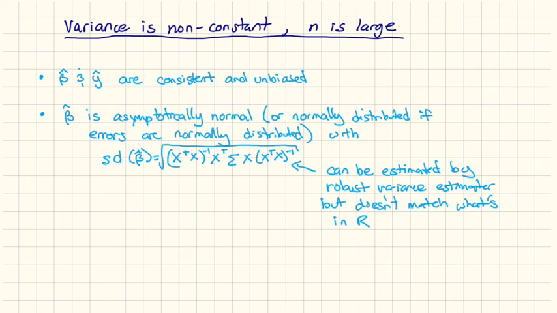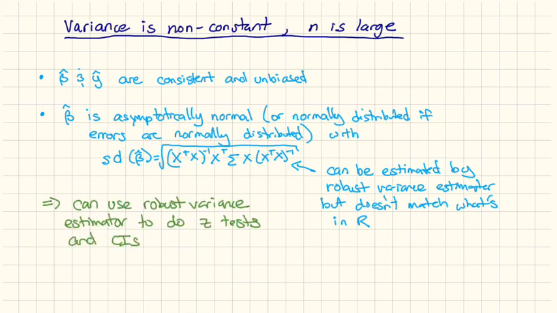We can use the robust variance estimator to calculate this, but it's not going to match the standard R output. So you still have to use another function. You can't just write summary and get this. The other thing is you have to have a large sample size. I would say, at minimum, your sample size better be bigger than 50. Once we have that, we can use the robust variance estimator and do our z tests and confidence intervals. Again, for a large sample, z is really close to t, so if you use the t, no big deal.